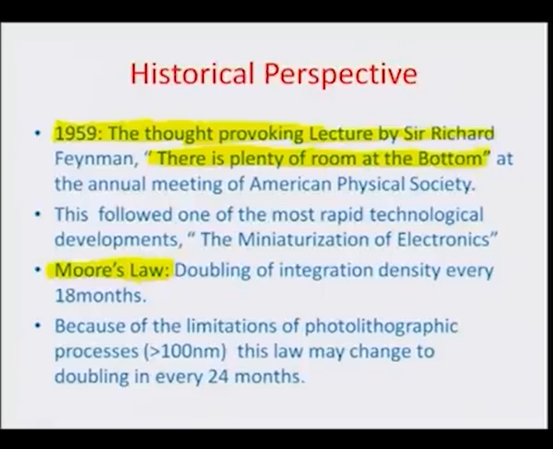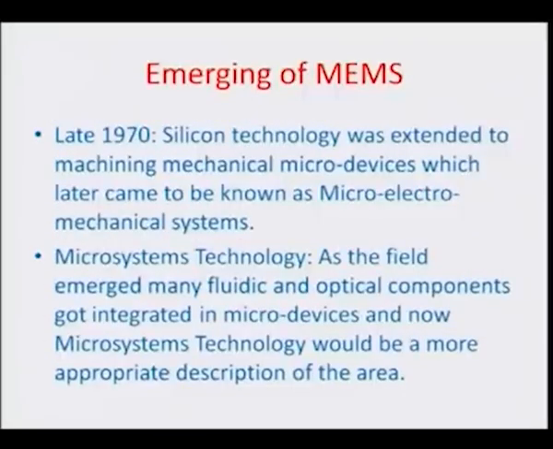However, because of the limitations posed by photolithography processes, which I am going to describe in detail a little later, of being able to go below 100 nanometers or so, this law may eventually change to doubling every 24 months. And nowadays it has increasingly been seen that instead of the 18-month period, the period of integration density doubling has shifted to about 24 months or so. So this is a brief overview of where the microsystems revolution really started from.